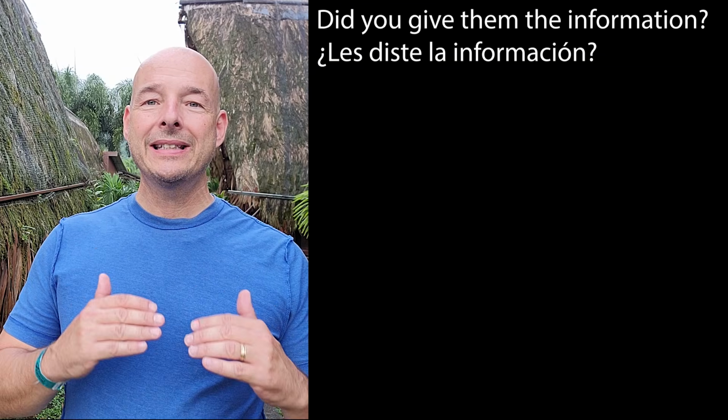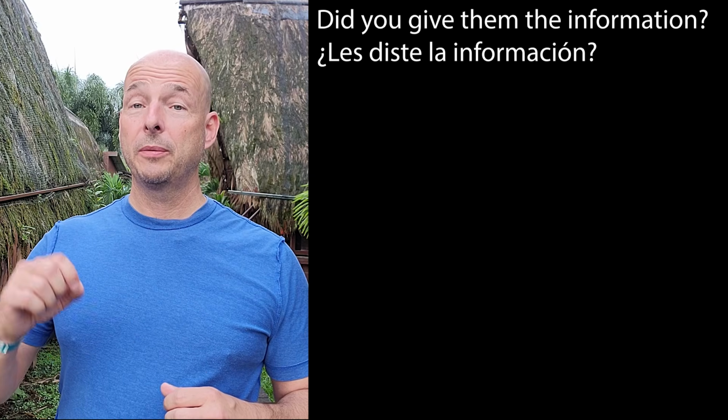So when using me, te, nos, it is always clear who we're talking about. It's super simple. I don't think you're gonna have too much trouble with those. So let's get back to the one that's gonna give you the most trouble, and that's gonna be the constructions with either le or les. Let's talk about les in the plural, okay? Les diste la información. Did you give them the information?